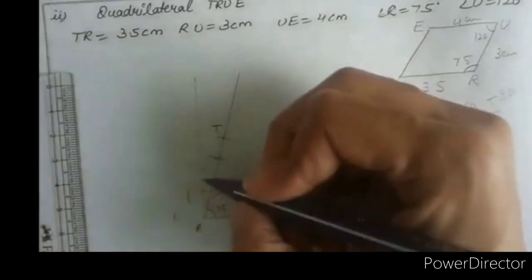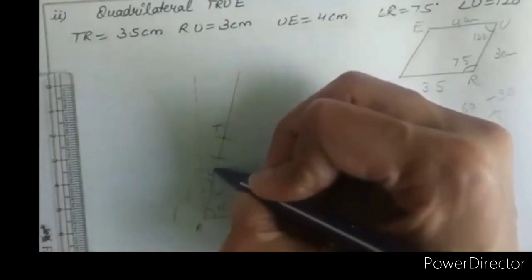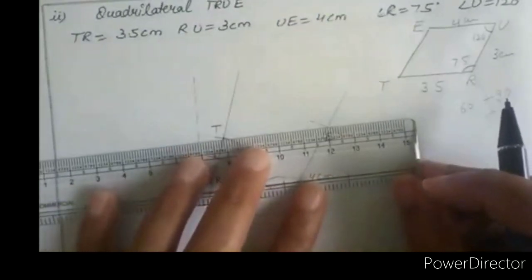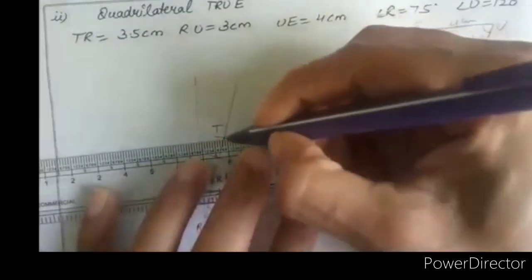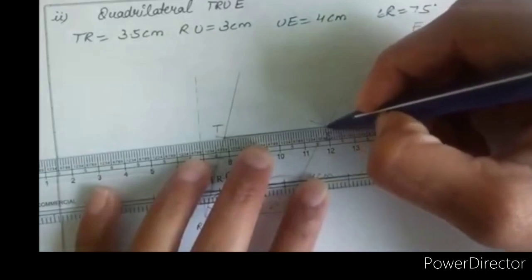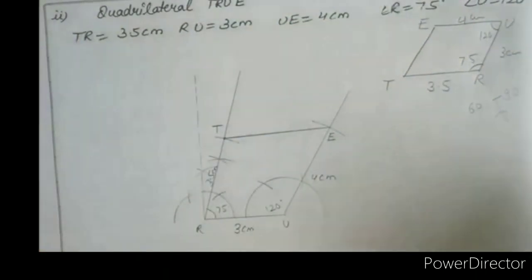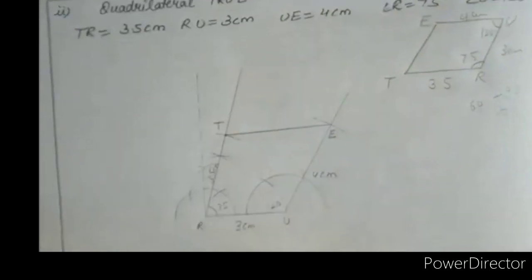Now TE, it has no measures, just using the scale, you join TE. Now we got our required quadrilateral TRUE. Got it. Today itself you practice this question.